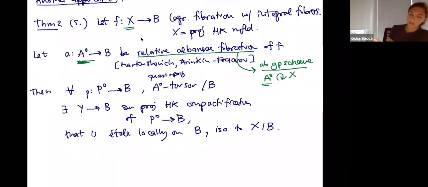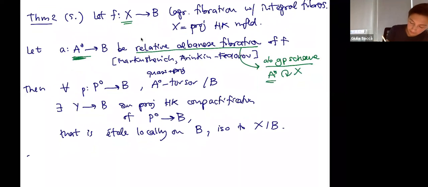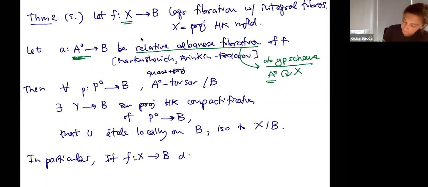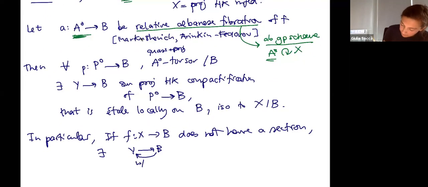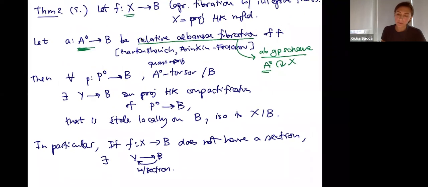Okay, so maybe this is kind of abstract, but in practice, what I'm saying is that if X to B does not have a section, then there exists a hyperkähler with a Lagrangian fibration with a section, that is eta locally isomorphic to the thing I started with.